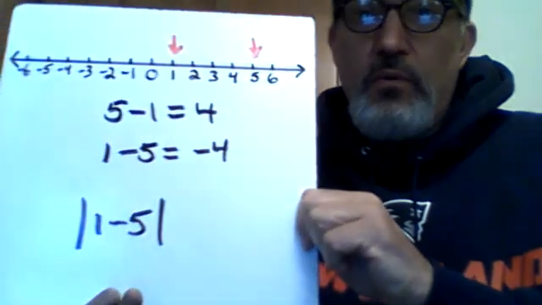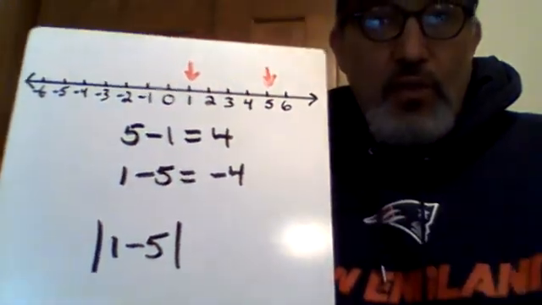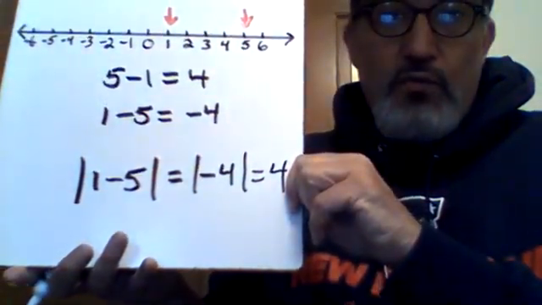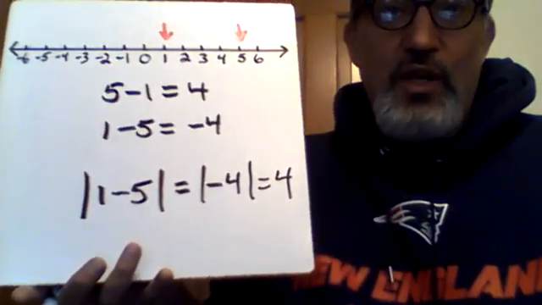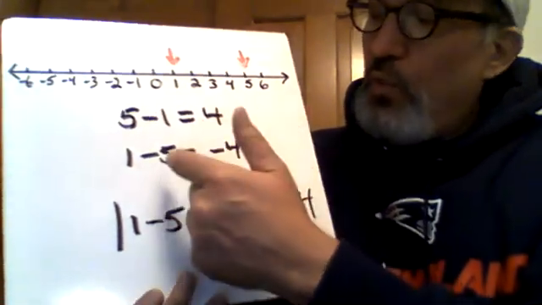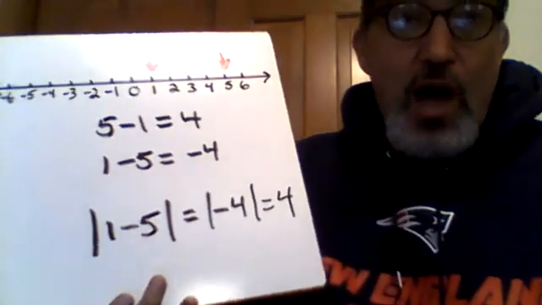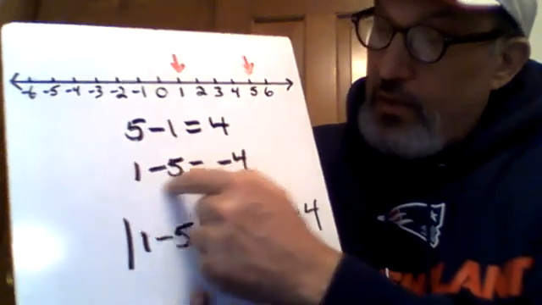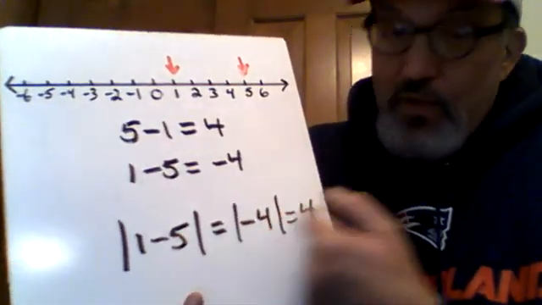So what we could do is say that this is the distance between the 1 and the 5: the absolute value of 1 minus 5. The absolute value of 1 minus 5 is the absolute value of -4. And the absolute value of -4 is 4, because -4 is 4 units away from 0. So notice when we had the bigger number first, we got the distance. When we have the smaller number first, we get the opposite of the distance, which allows us to then take the absolute value of that result, which came out to be negative.